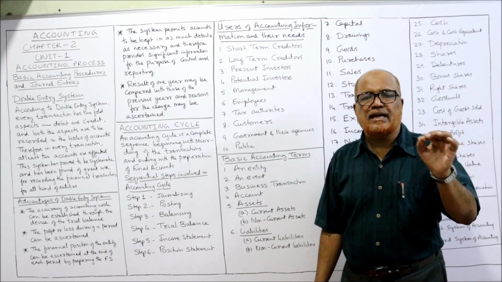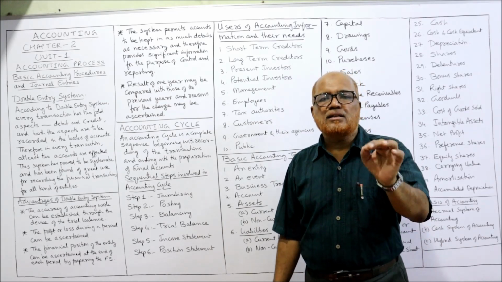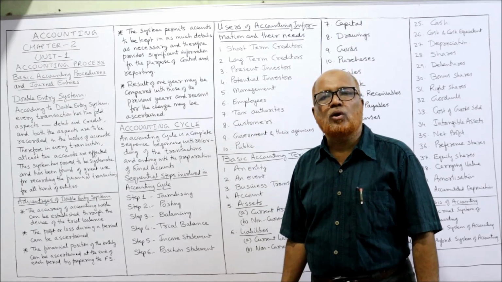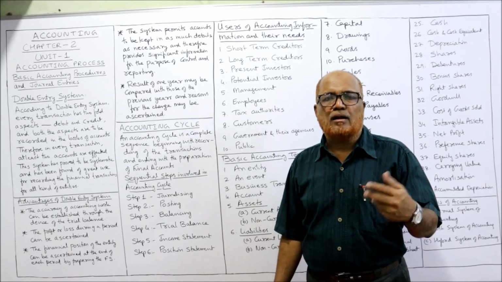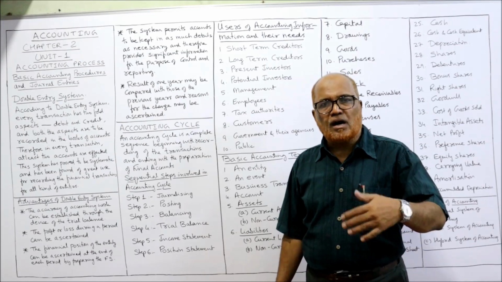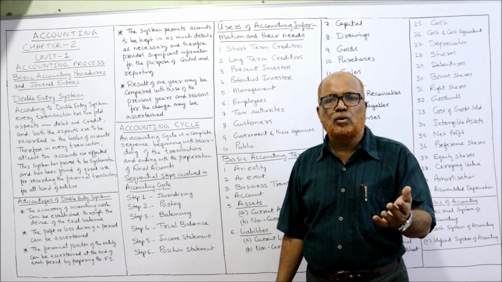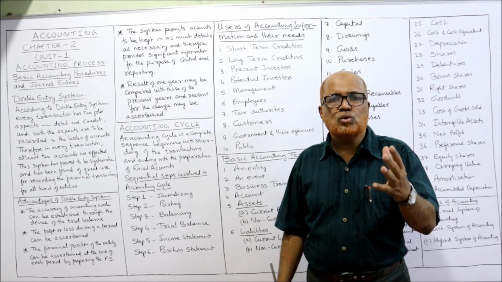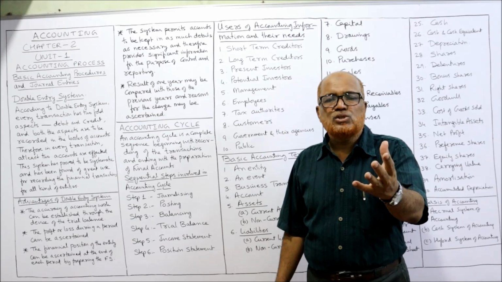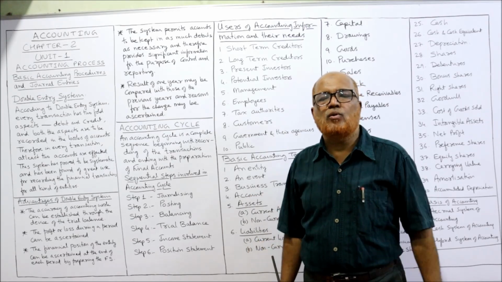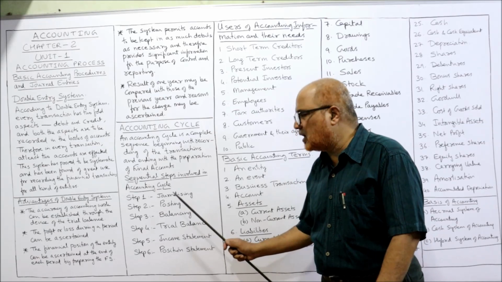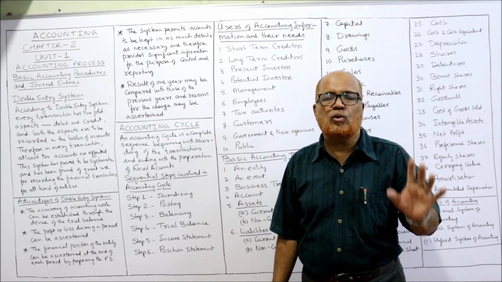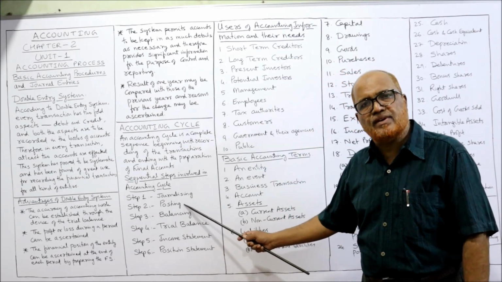Journalizing is the first stage of accounting, where the transactions are recorded in the books of original entry with the help of documents. The documents are invoices, purchase orders, debit notes, credit notes, statements of account, and bank statements. All these are source documents. By using these source documents, we record in the books of original entry. That is called journalizing: passing the journal entries in the books of original entry. First step.